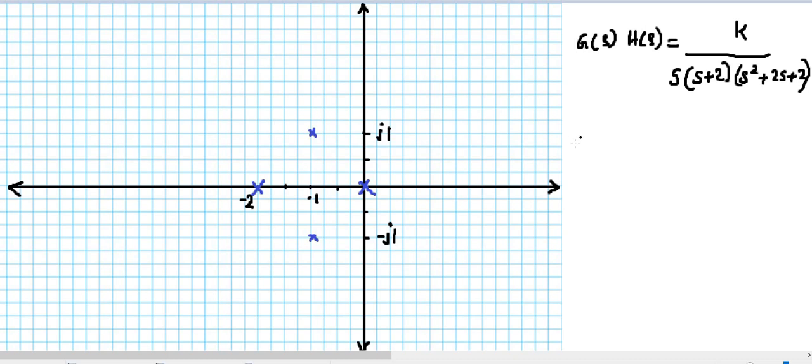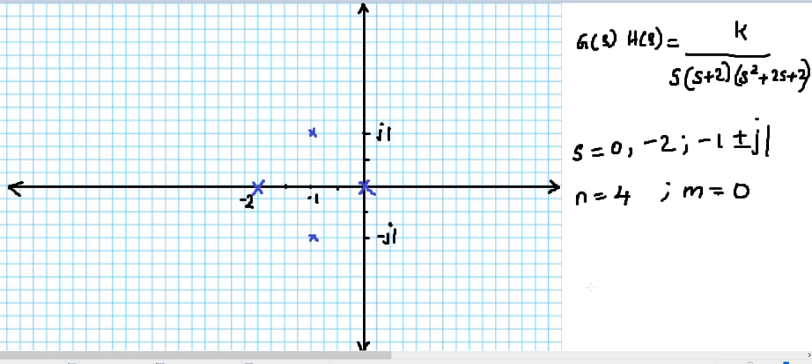So we know the first step is to identify the location of open loop poles and zeros. So here the location of poles are at s is equal to 0, minus 2, and the other poles are at minus 1 plus or minus j1. Since there is only gain K in the numerator, there will not be any open loop zeros, only open loop poles are present, and the number of open loop poles n is equal to 4. Here number of open loop zeros m is equal to 0.